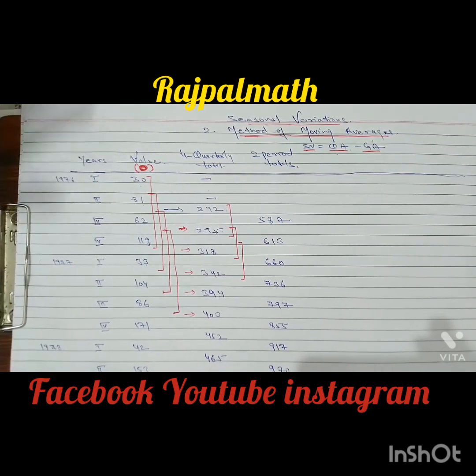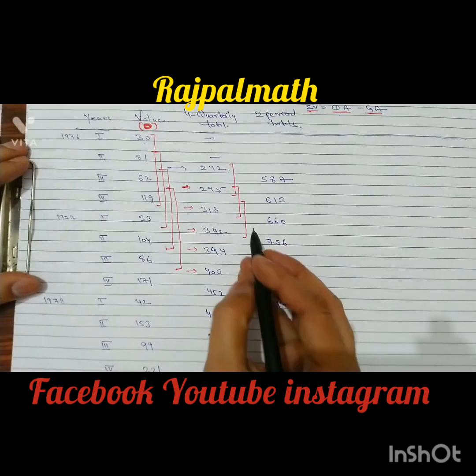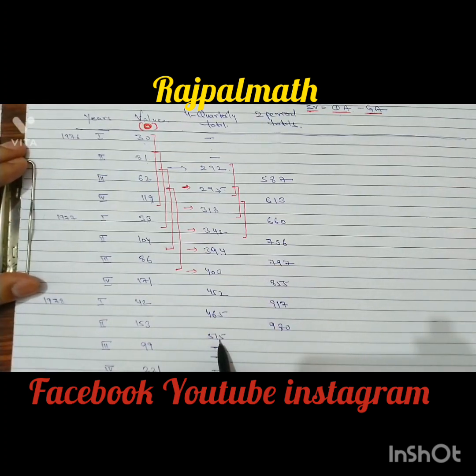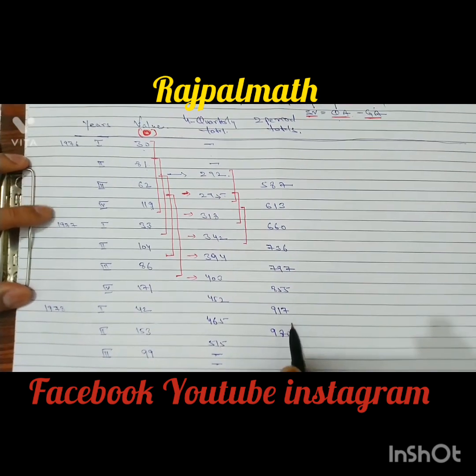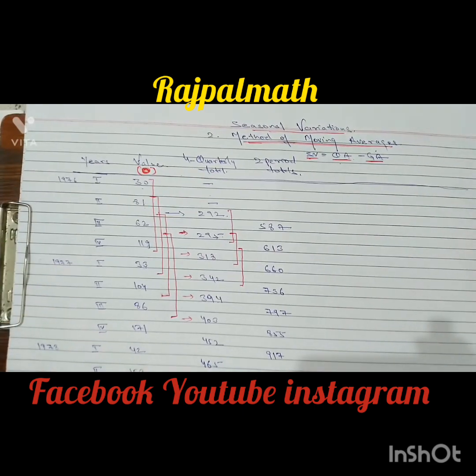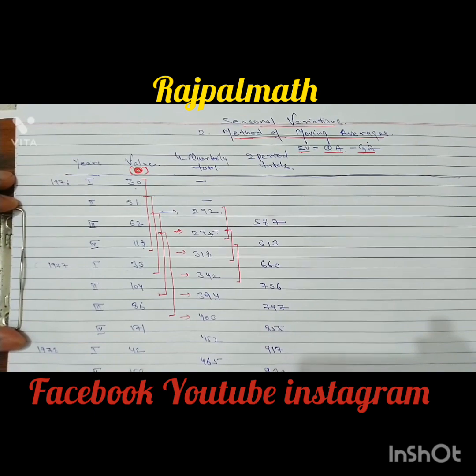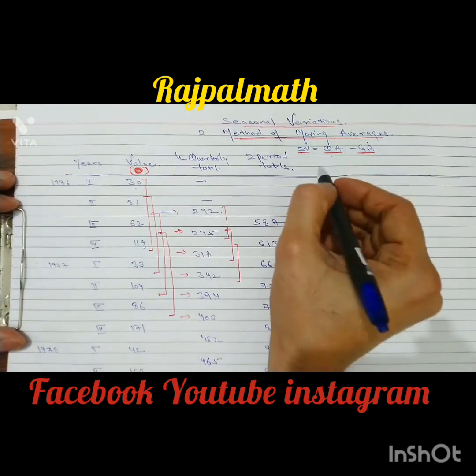465 plus 515, 980. These are 2 period totals. Next find trend T.